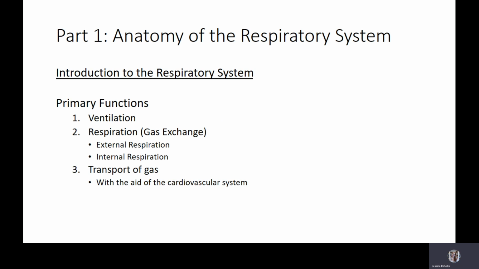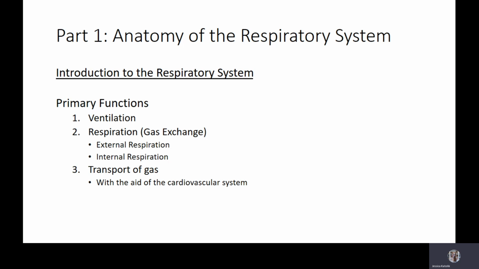So the respiratory system is going to have a lot of different functions for the body, but it has three primary functions. The first is ventilation. Ventilation in physiology is defined as a process of bringing air into and out of the alveoli of the lungs. It's what we typically consider breathing, bringing air in and out. The second is respiration, which the system is named after. Respiration is a process of gas exchange, and the primary gases that are exchanged are carbon dioxide and oxygen.